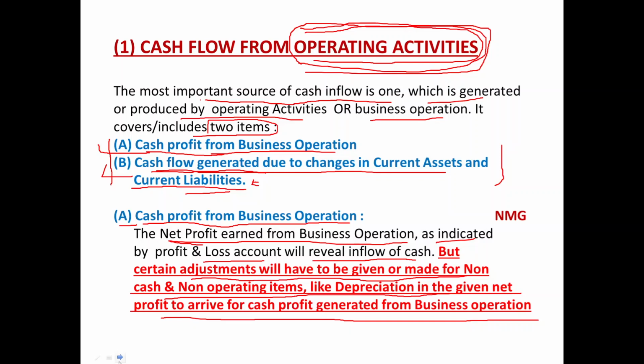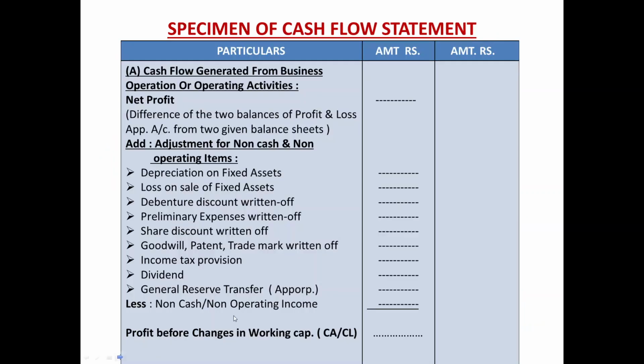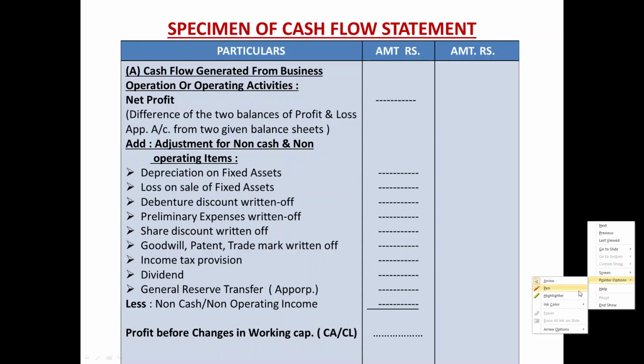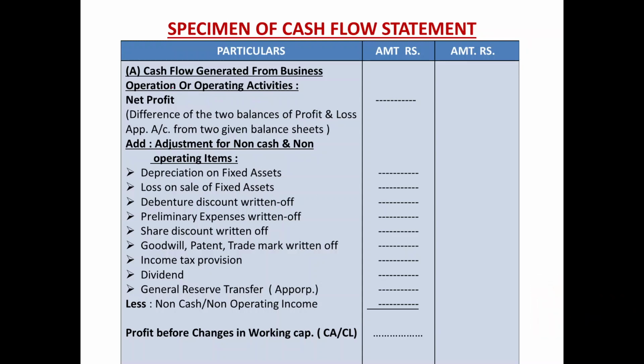So let us verify the format of the cash flow statement to apply this process of cash profit generated from business operation. Have a look at the format. See this format. In our practical question, we will have to apply this format. See the first title, cash flow generated from business operation or operating activities.